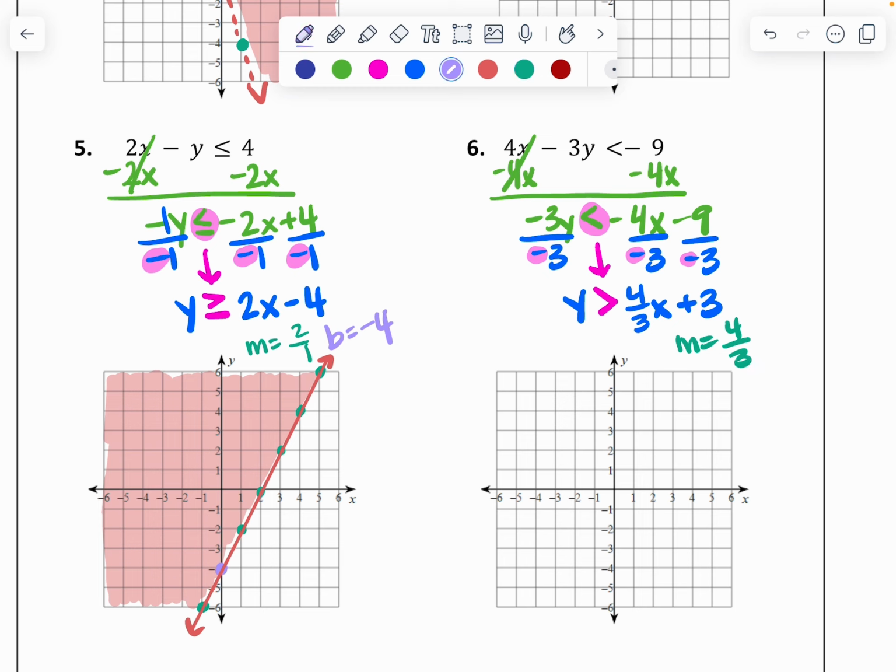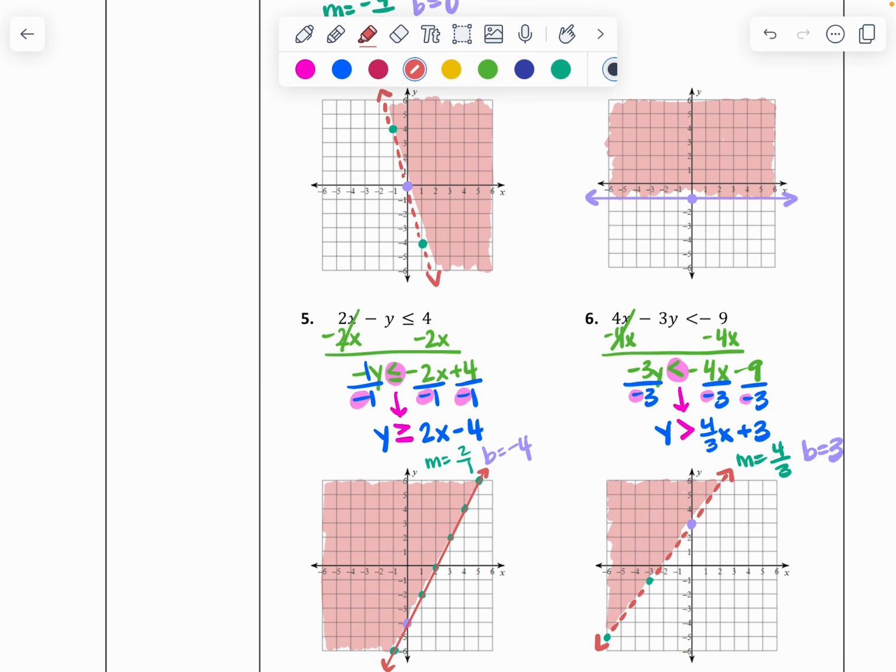M is 4 over 3, and b is 3. Plot the y-intercept, and I would go up 4 and over 3, but I'll end up off the graph. So reverse that and go down 4 and 3 to the left. Y is greater than, so this will be a dotted line. And we will be shading above the line because it's greater than. So that is how you graph an inequality when it's given to you in standard form.